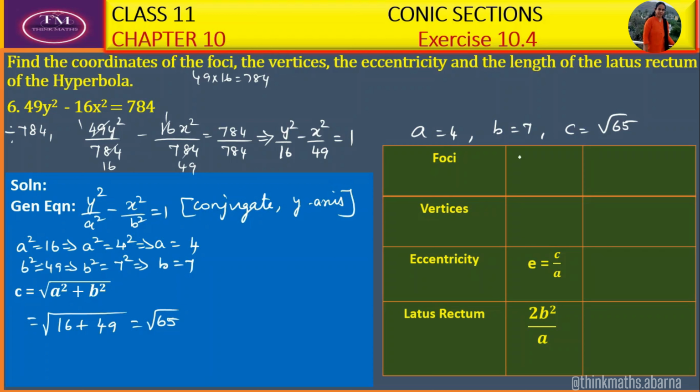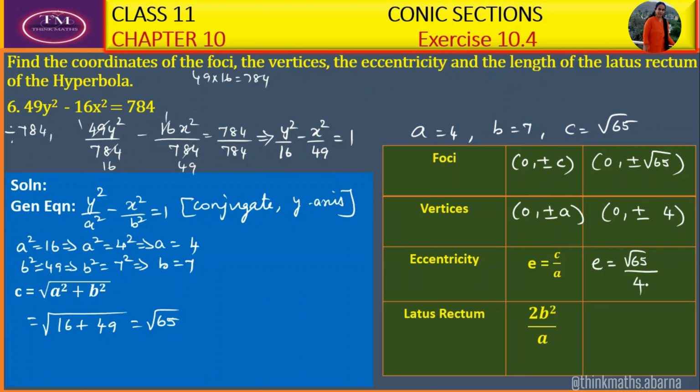On the y-axis, the foci will be 0, comma, plus or minus c. So it is 0, comma, plus or minus root 65. Vertices are 0, comma, plus or minus a, where a is 4. And e is equal to c by a. c is root 65, a is 4, so nothing in common. So the answer is root 65 by 4, and latus rectum equal to 2 into b square.